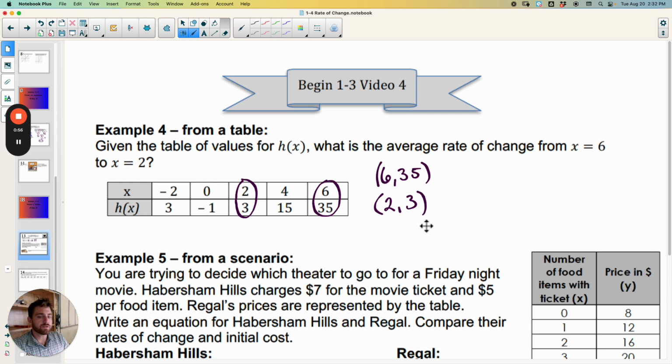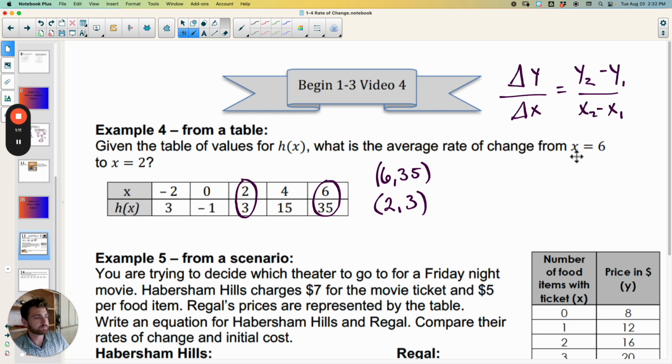So here you can do rate of change the same way. Delta y over delta x, which is just y2 minus y1 over x2 minus x1. So let's solve. We'll call this y1, and we'll call this x1, and we'll call this x2, and this y2. So make sure you stay consistent. That's the one thing that I forgot to mention on the previous videos.